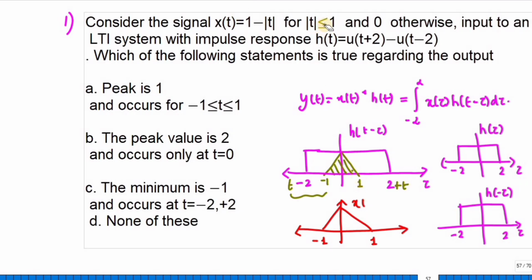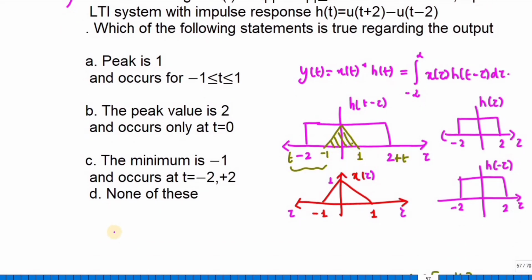At t = 0, I get the value 1. At t = 1, I get 0, and at t = -1, I also get 0. So this is nothing but x(tau). I'm going to map this x(tau) with this h(t - tau). So now the limits become like this, and I'm going to take the integral from minus 1 to 1.